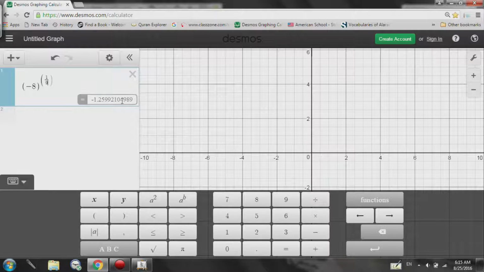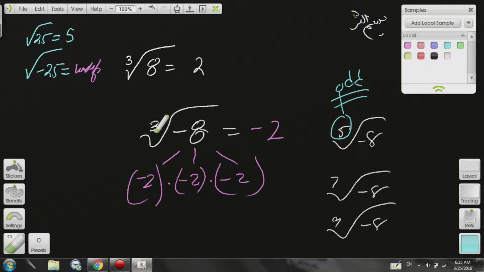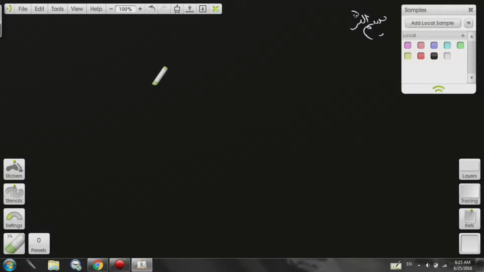See, you can do it. Okay, so you can take nth root of negative numbers if n is odd. So when n is an odd number, it can be a negative or a positive number. But if n is even, it has to be a positive number. You can't take an even root of a negative number.